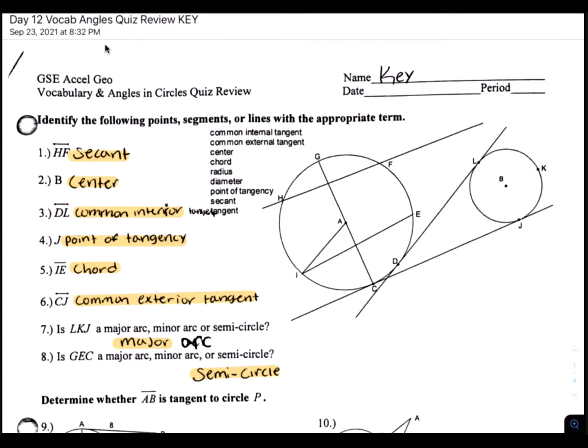Alright, welcome back everybody. This video covers the Day 12 Vocabulary and Angles Quiz Review. In numbers 1 through 8, we are identifying the following points, segments, or lines with the appropriate term.